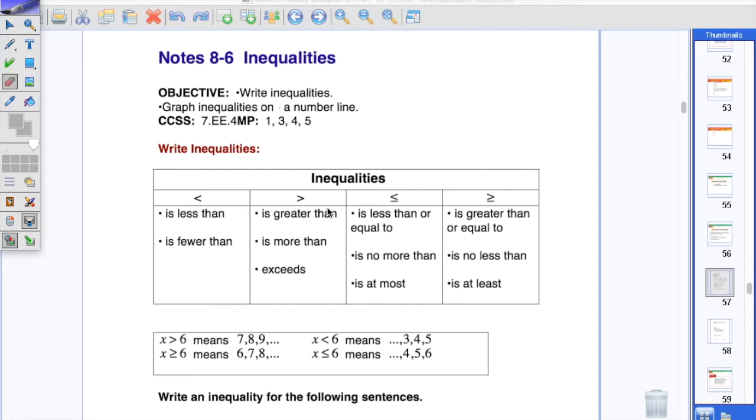All right, this is notes 8-6 on inequalities. The objective is to write inequalities and graph inequalities on a number line, the Common Core state standards listed, and the mathematical practices. So we're going to write inequalities today.